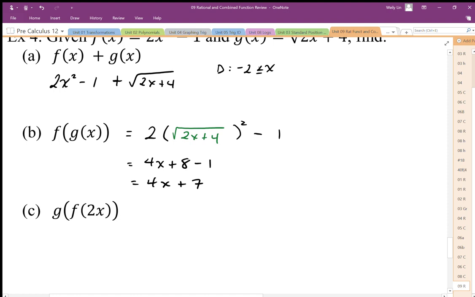Now when we do the domain of this function, although the domain of this linear function is all real numbers, the domain of this function has to observe the domain of the original function. So we cannot plug in anything less than negative 2, so the domain of this function is going to be x is greater than or equal to negative 2.